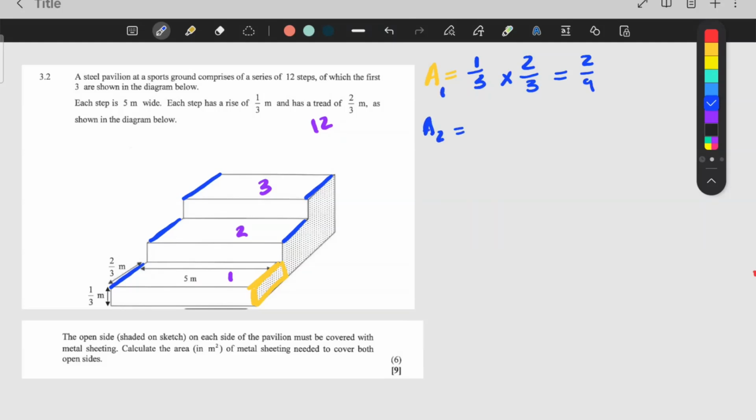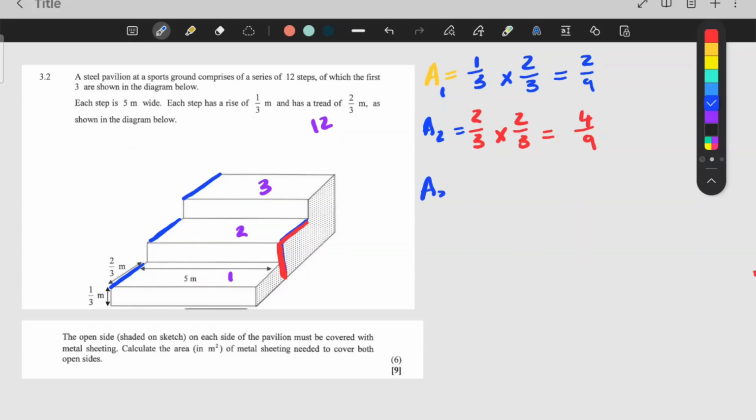The area of the second step, so remember this is still 2/3, eh? This is a third, but this is also a third. So now this whole part here, you see this whole part here? That's now 2/3. So 2/3 times the original 2/3 there, and that gives me 4 over 9. Okay, let's do the next part.